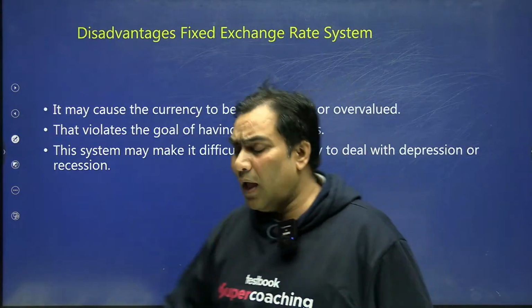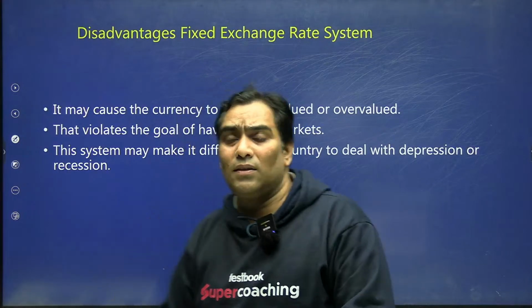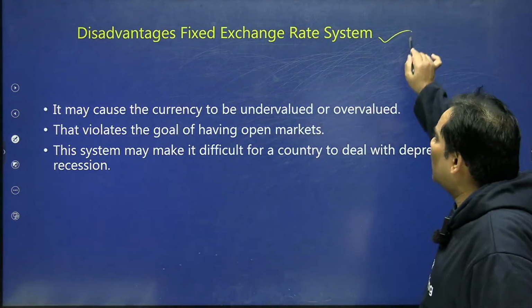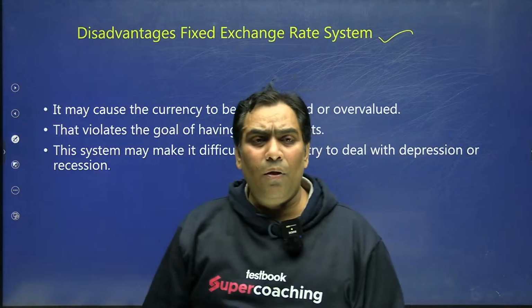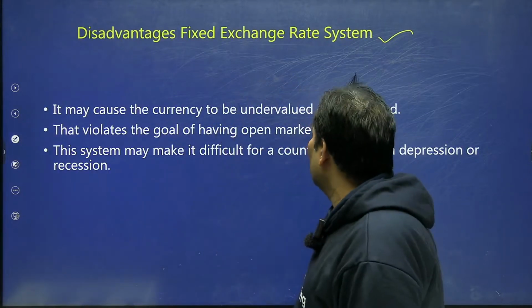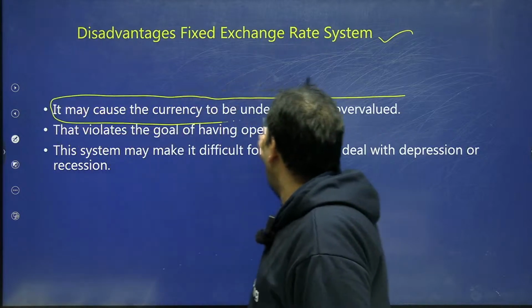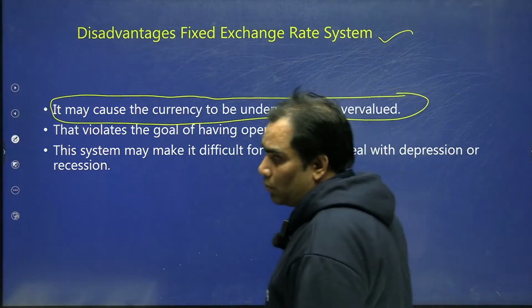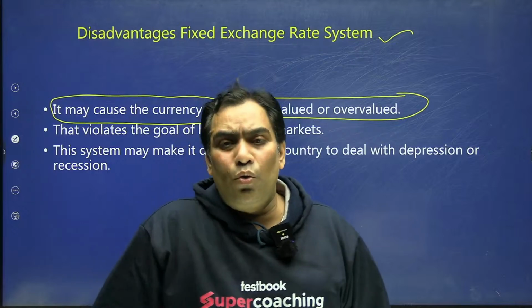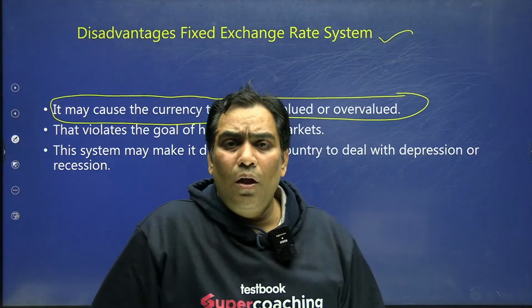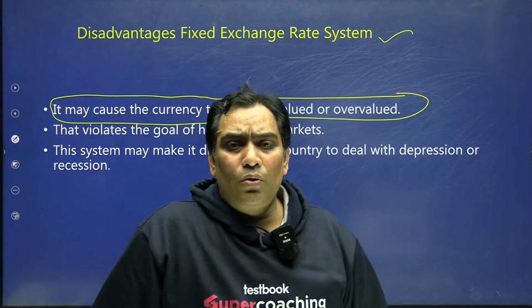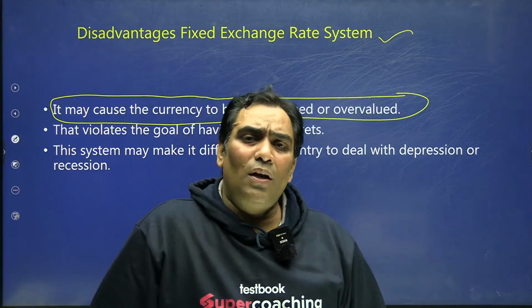But now we are going to discuss the disadvantages of the fixed exchange rate system. So what is going to be the disadvantage? First is that the value of currency is overvalued or undervalued. Because it is going to be fixed on the basis of the dollar, it can be overvalued or it can be undervalued.